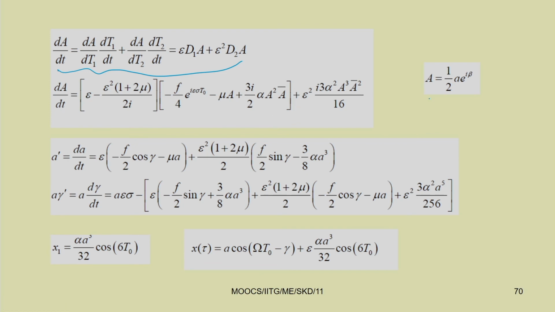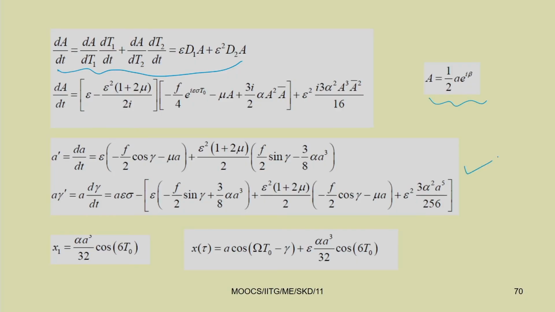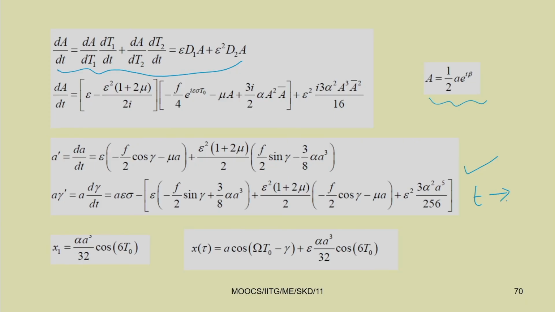Then by substituting A equal to half a e to the power i beta, like the previous case, and separating the real and imaginary terms, we can have the expression for a dash and gamma dash. So, for steady state, a dash and gamma dash will not be a function of time. Steady state, where it is not a function of time, t tends to infinity, is the steady state response. So, a and gamma must not be a function of time. That is why we can get these two equations and by solving these two equations.